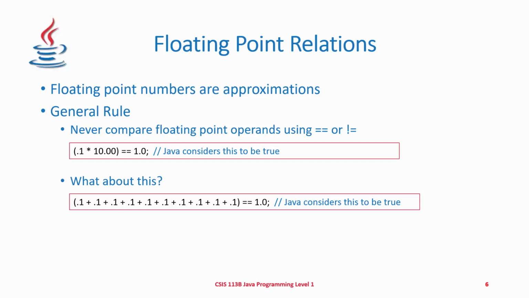The reality is it may not be exactly 1. Same with the second example. If we're adding 0.1, ten times, and then comparing it to 1, again, Java would consider that to be true, but it isn't absolute because, again, floating points are an approximation. And we'll have a video that explains why that flaw exists.